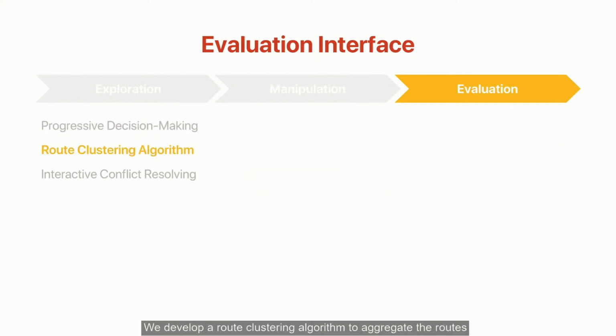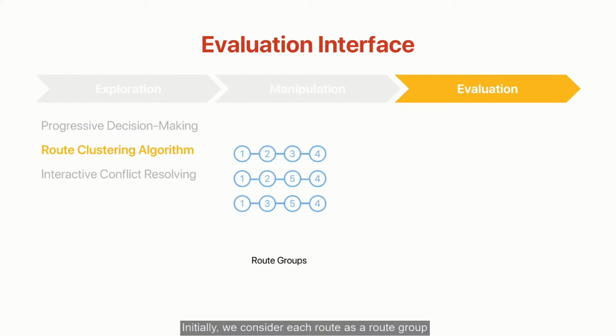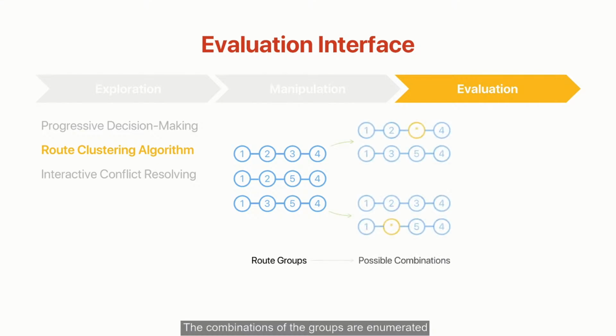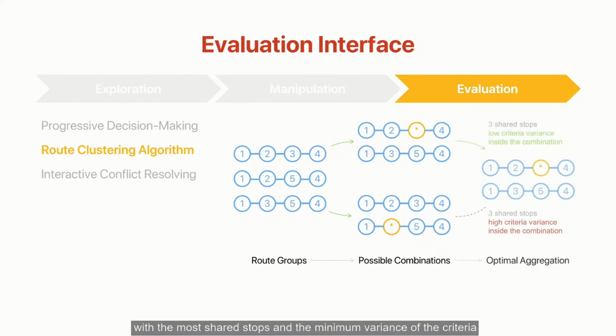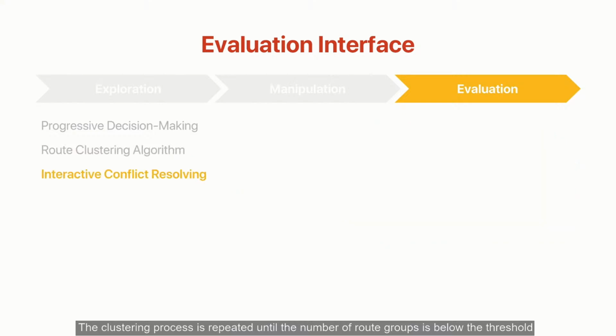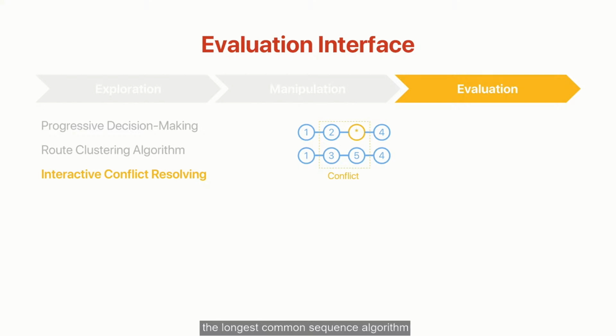We develop a route clustering algorithm to aggregate the routes. Initially, we consider each route as a route group. The combinations of the groups are enumerated to decide which aggregation will result in the groups with the most shared stops and the minimum variance of the criteria. The clustering process is repeated until the number of the route groups is below the threshold. The conflicts between the final route groups can be identified with the longest common sequence algorithm.